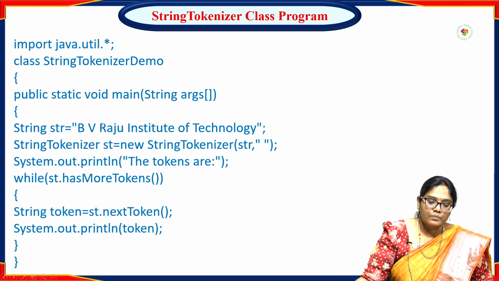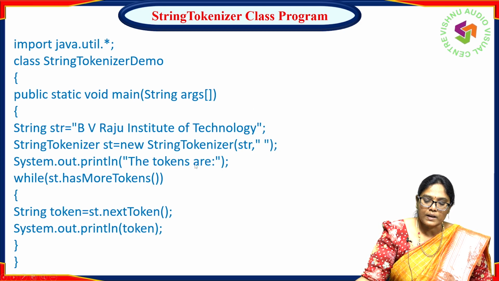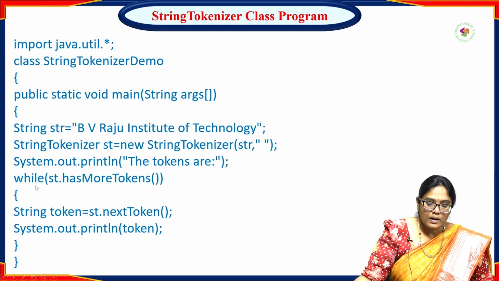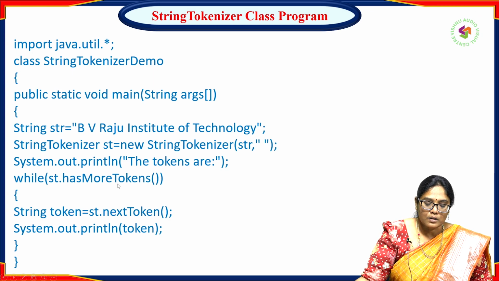So here the next statement is that I just want to print out what are the tokens that are accumulated into the string tokenizer object. So just printing a message saying what those tokens are. And here I am using a loop construct to iterate the string tokenizer object to retrieve all the objects that are stored into the string tokenizer object.